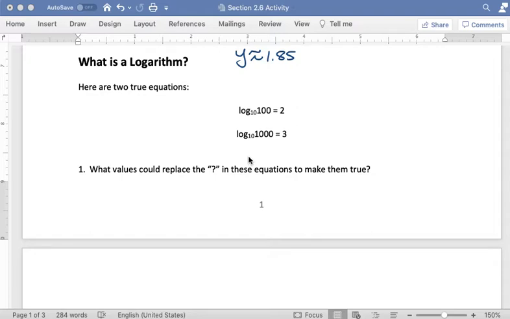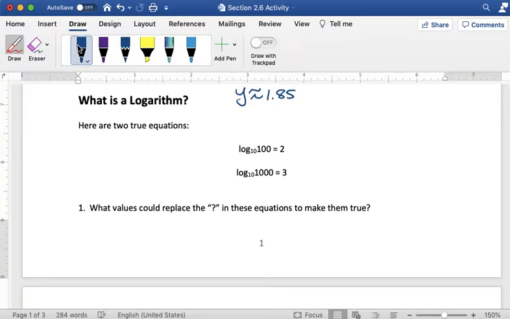In this video, we will go through the What is a Logarithm problem from the Section 2.6 activity. So here we have two true equations, log, and then we have this little number here that's called the base, little as in small font, not small number. So we say log base 10 of 100 equals 2, and log base 10 of 1000 equals 3. Now we know already about the relationships between these three numbers in the logarithm.